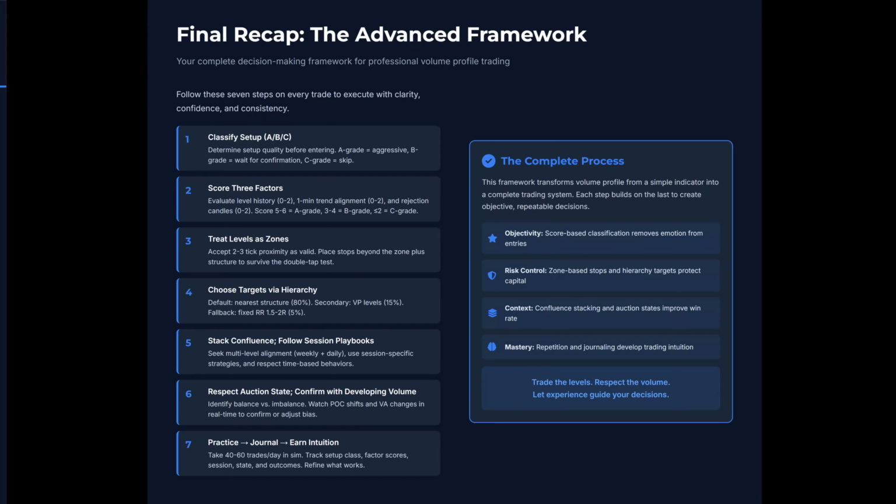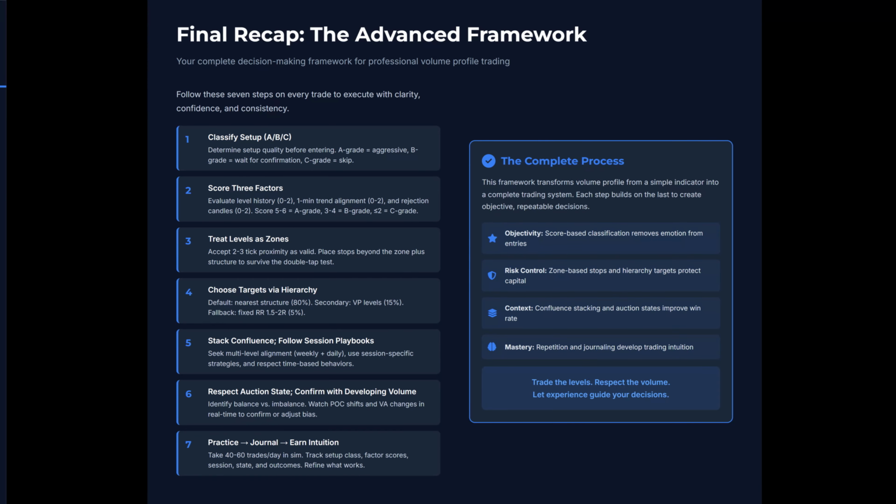Step 4. Choose targets via hierarchy. Use the targeting hierarchy we covered earlier. Your default target should be the nearest structure. This accounts for approximately 80% of your trades. Structure means the most recent swing high for shorts or swing low for longs. This is the path of least resistance. Price typically moves from one structure point to the next.